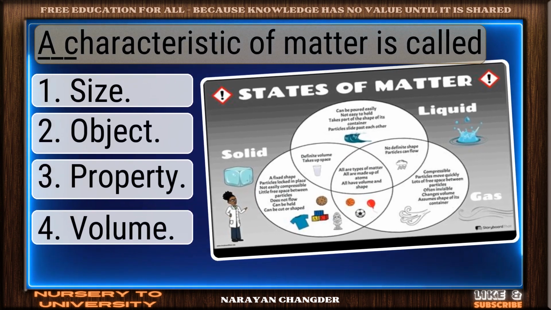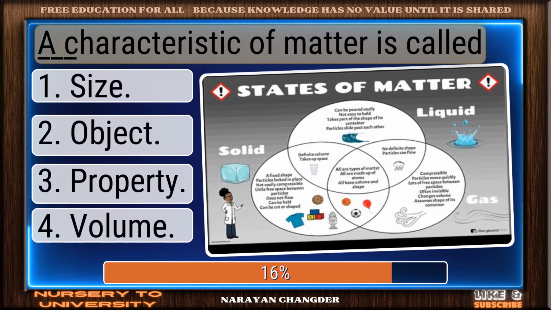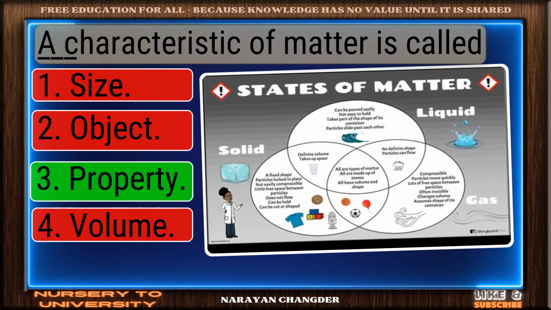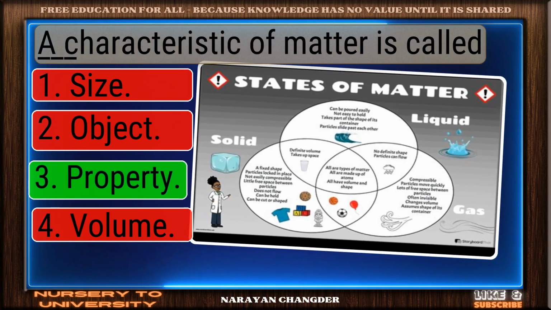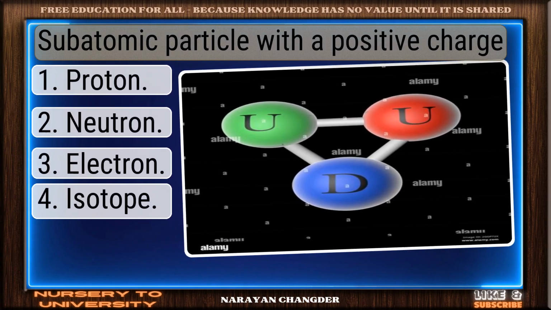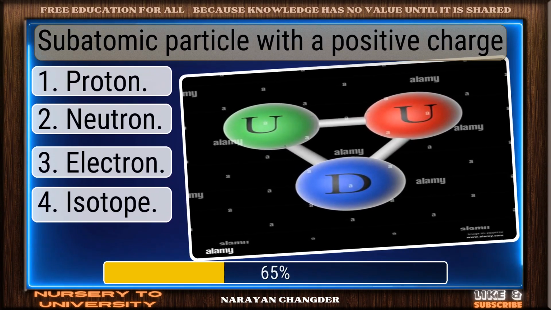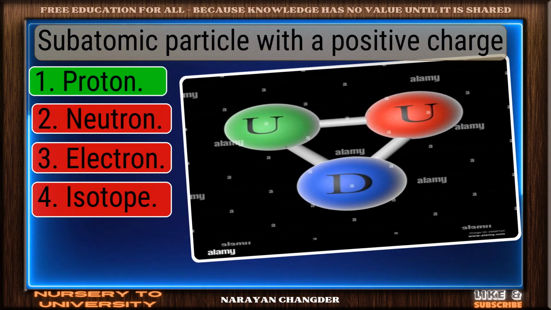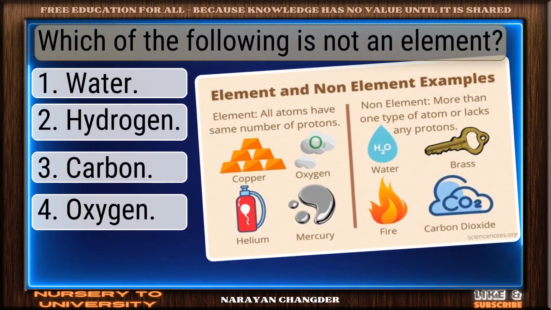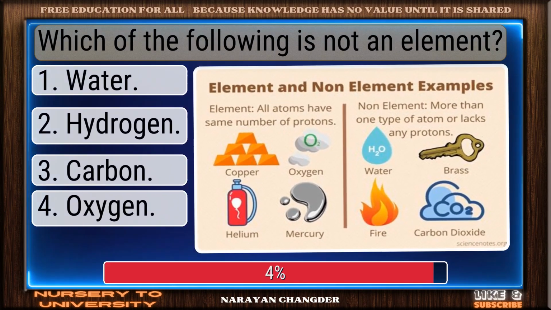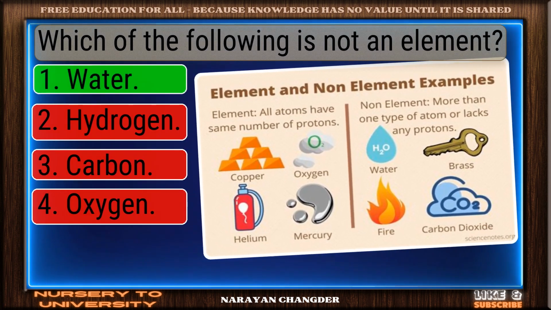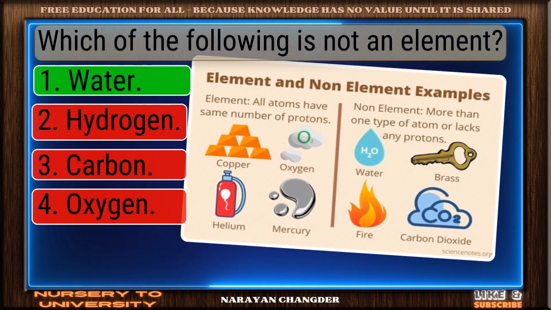A characteristic of matter is called dash. Correct response. Property is the most accurate answer. Subatomic particle with a positive charge. Nice work. You chose proton, and it is correct. Which of the following is not an element? Nice selection. Water is the correct and valid answer.